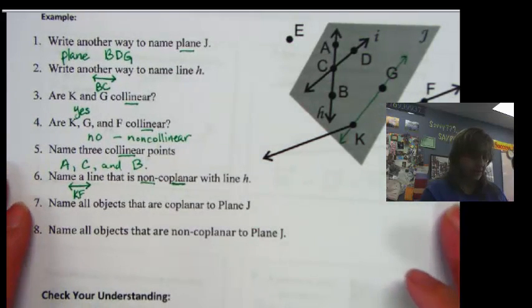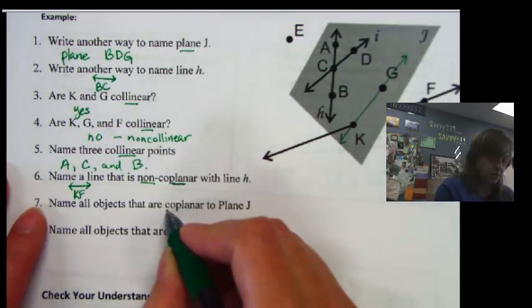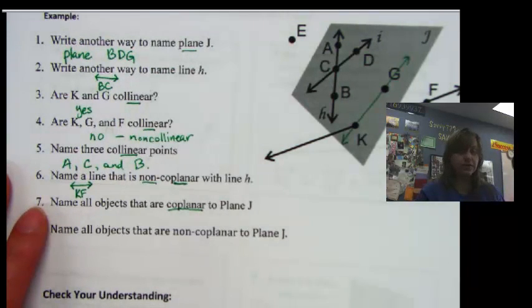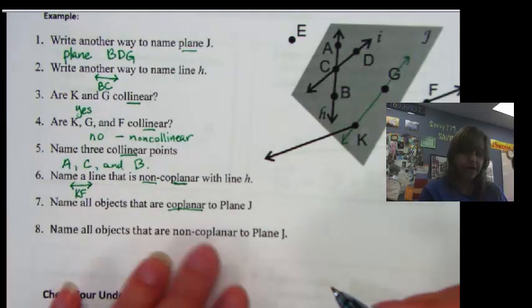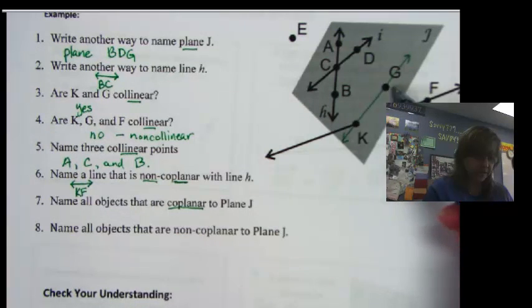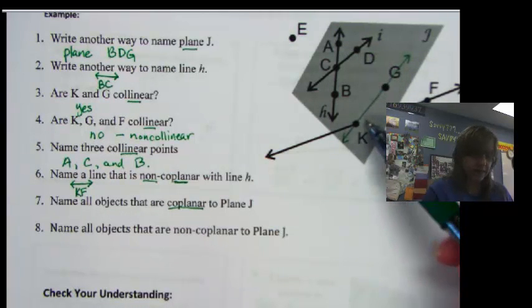Alrighty, number 7. Name all objects that are coplanar to plane J. So any point or any line that is in plane J, we're going to say is coplanar with it. That looks like a lot of stuff. So let's get them listed. Let's start with the points. What points are coplanar? List all the points that are in that plane. Maybe alphabetically here. A, B, C, and D. Those are all in the plane.